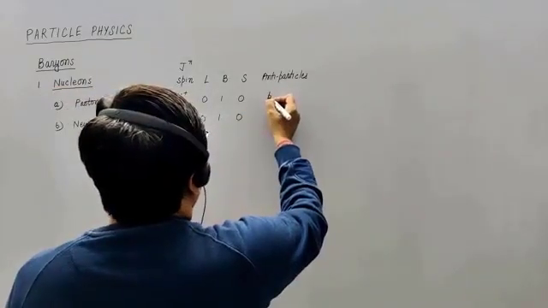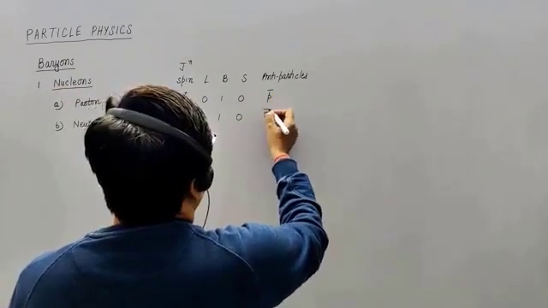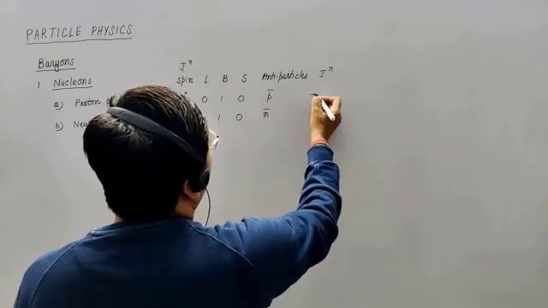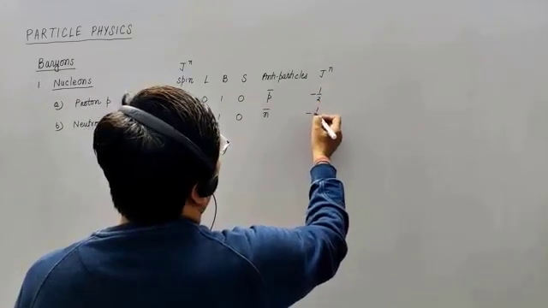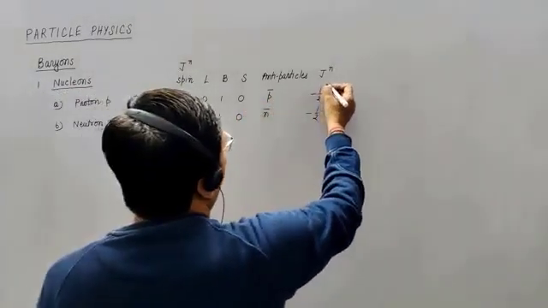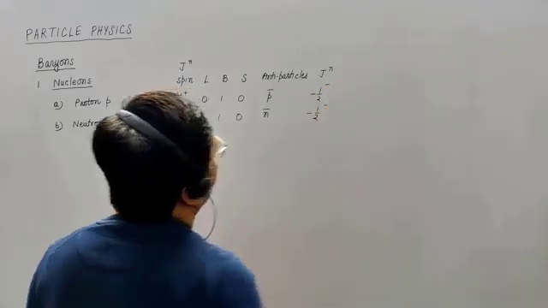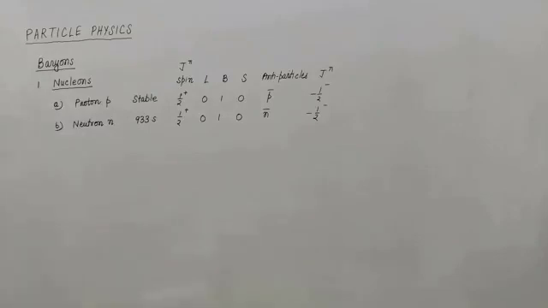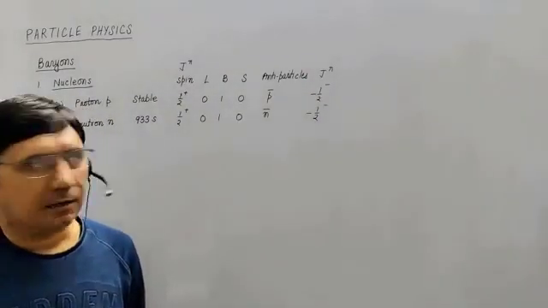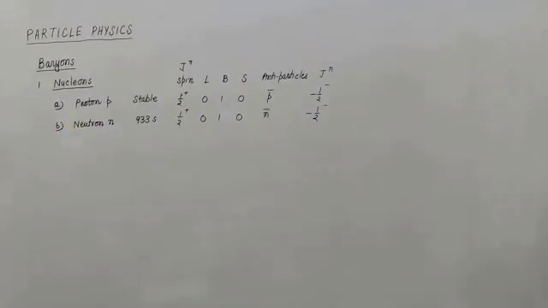If we talk about the antiparticles, the antiparticle of the proton will be P bar and of the neutron will be N bar. As far as spin and parity are concerned, their spin will be opposite. If the spin of the particle is half, then for the antiparticle the spin will be minus half. Parity will be opposite to the particle. So parity for the particle is plus and here parity will be negative.